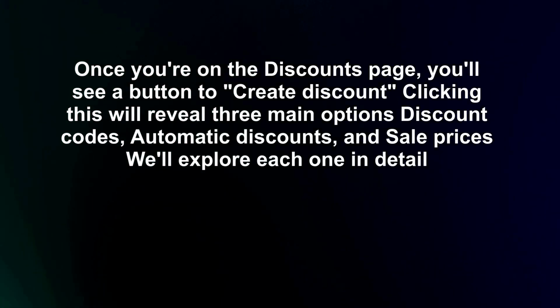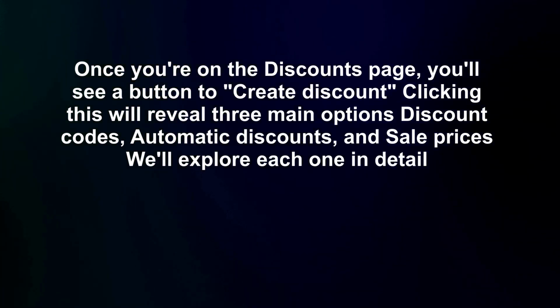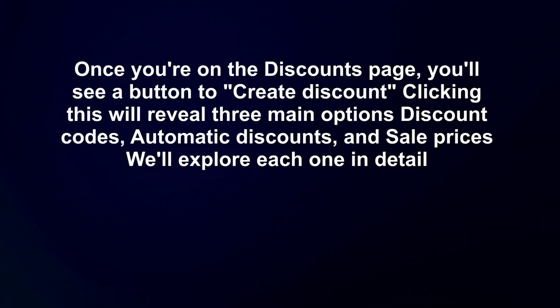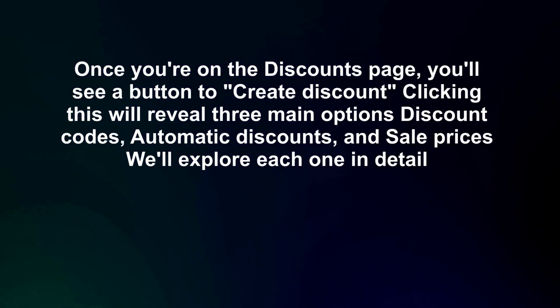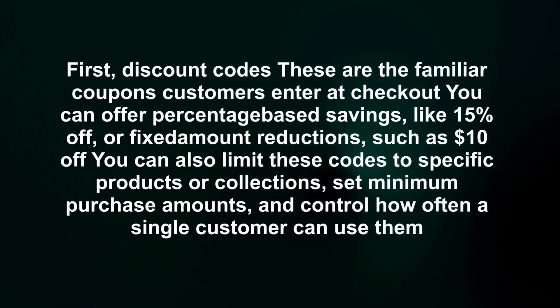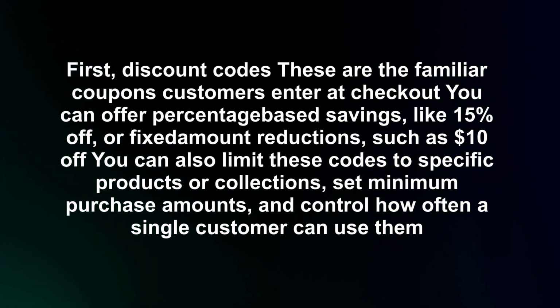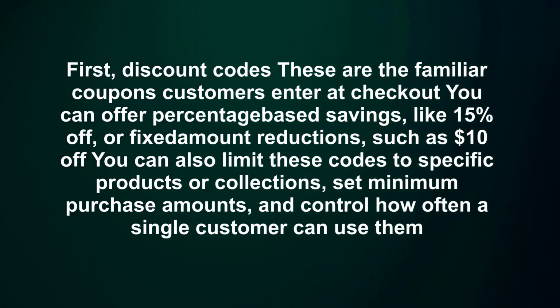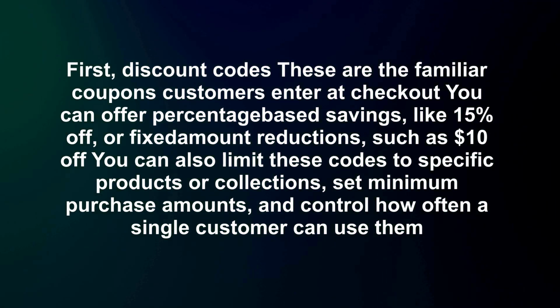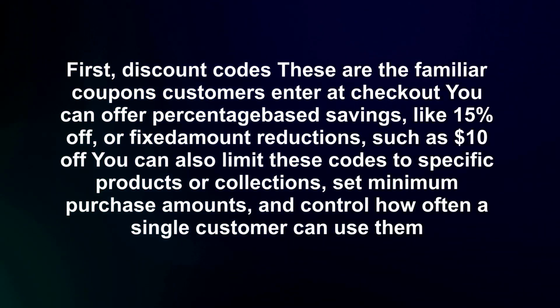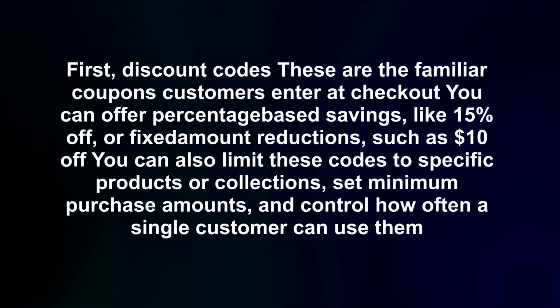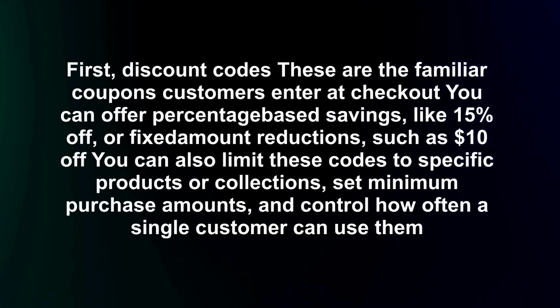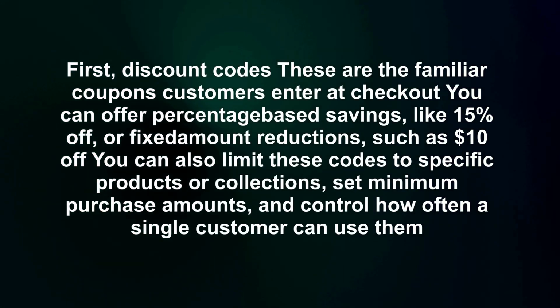Clicking this will reveal three main options: discount codes, automatic discounts, and sale prices. We'll explore each one in detail. First, discount codes. These are the familiar coupons customers enter at checkout. You can offer percentage-based savings, like 15% off, or fixed amount reductions, such as $10 off. You can also limit these codes to specific products or collections, set minimum purchase amounts, and control how often a single customer can use them.